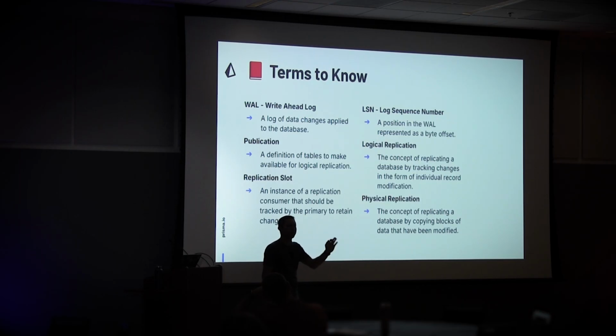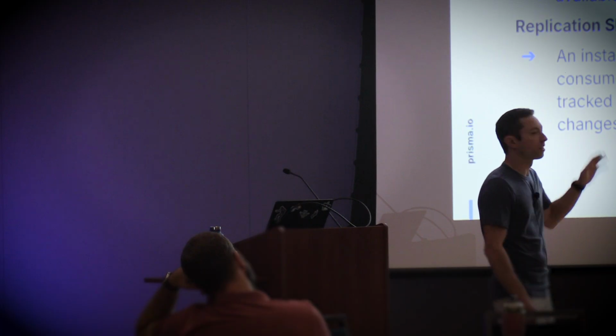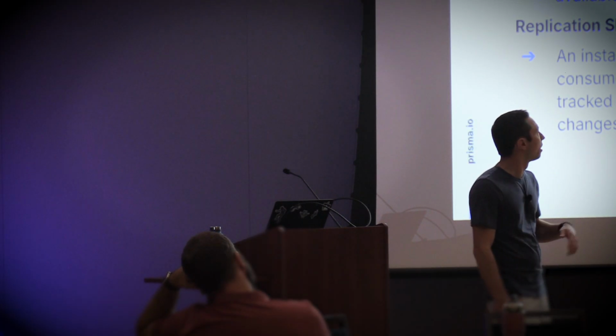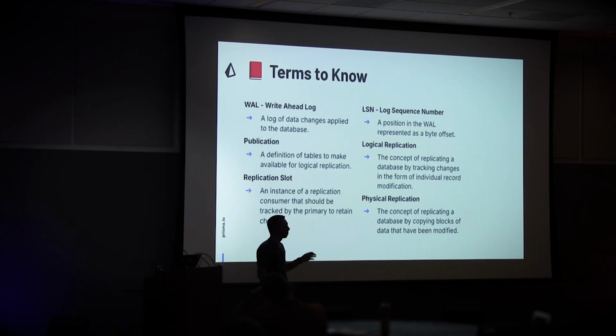Like you're telling another server, this is a record that changed and here's what changed about it. I don't care how that's represented on disk. I only want to tell you that this change happened. The cool thing is that it lets you replicate in Postgres across different versions, for example. And then physical replication is copying blocks of memory. So it's the primary telling the standby, hey, this block of data changed and I want you to just drop it in place. You don't have to look at it.